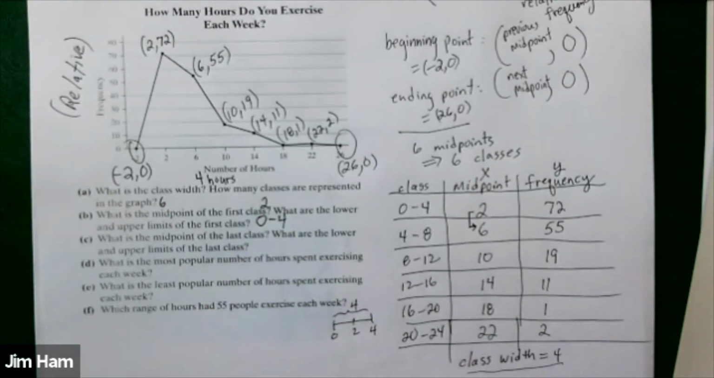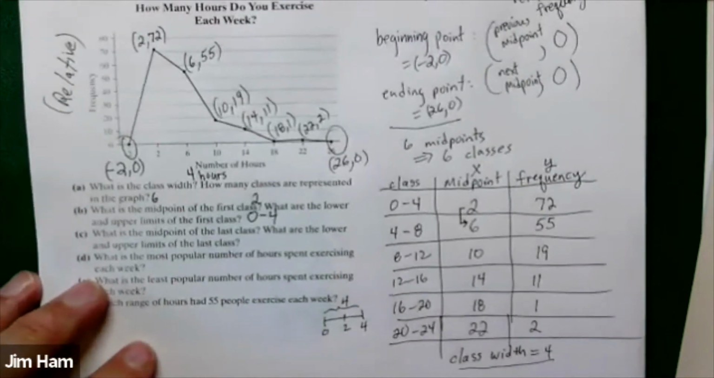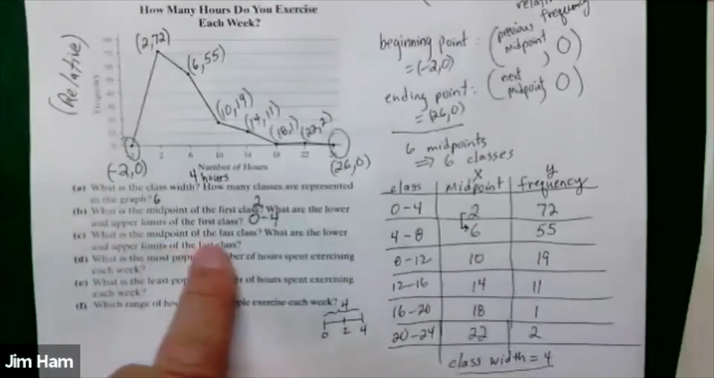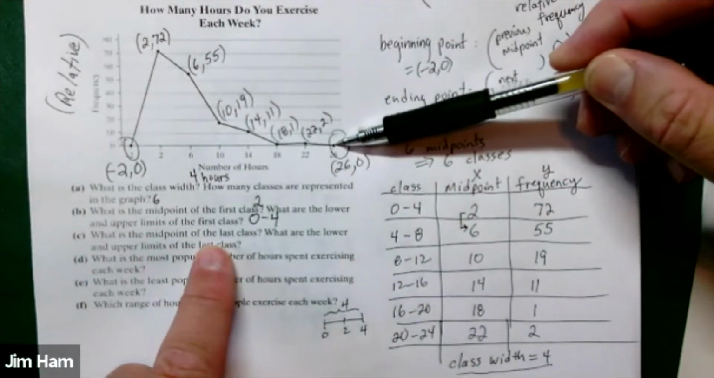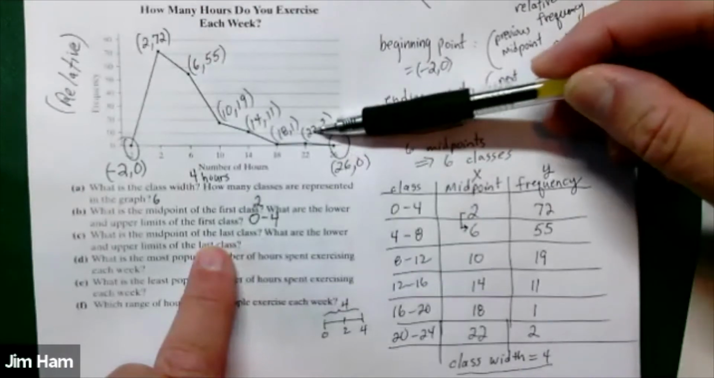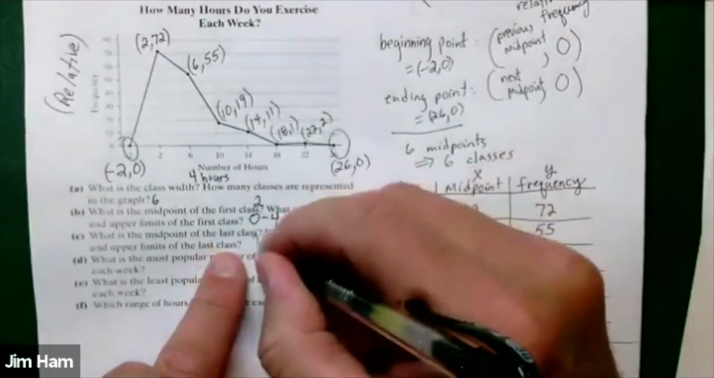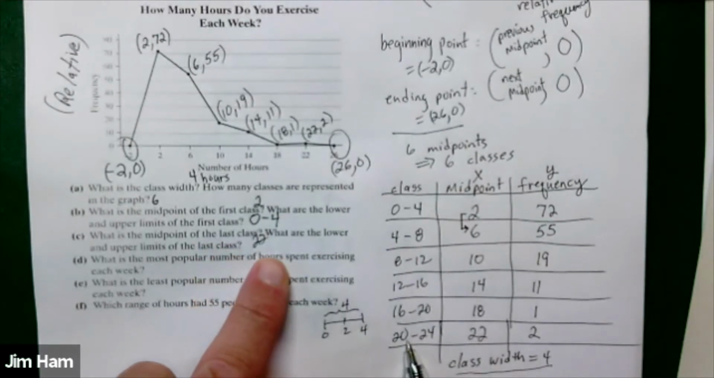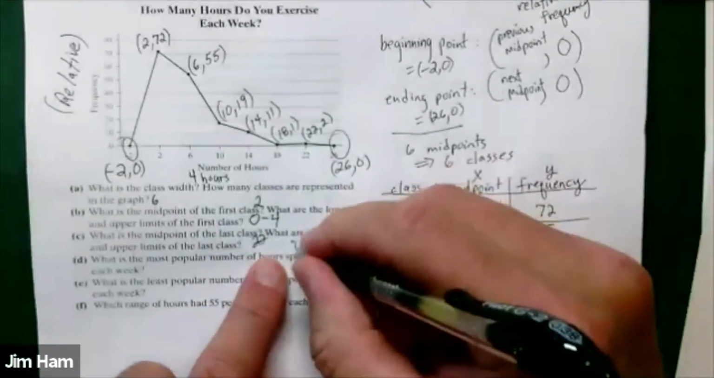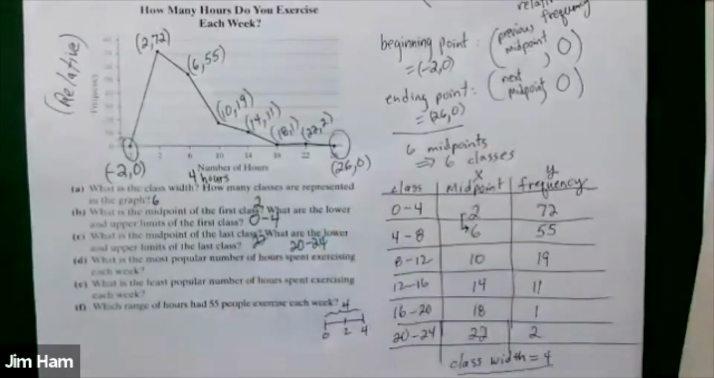Okay, it looks like the answers came quickly, and there's many of them all that agree. So that's correct. The midpoint of the last class, remember this one here is not a class. This is just a point that we put on the horizontal x-axis. There's the last class. The midpoint is 22. And the class lower and upper limits, 20 to 24.